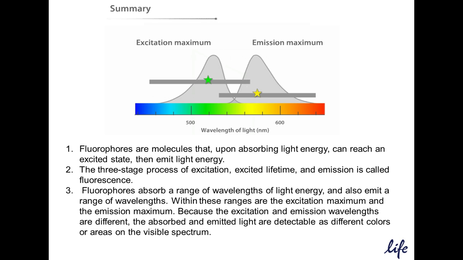To summarize, fluorophores are molecules that, upon absorbing light, can reach an excited state and emit light energy. The three-stage process of excitation, excited lifetime, and emission is called fluorescence. Fluorophores absorb a range of wavelengths of light and also emit a range of wavelengths. Within these ranges, the excitation maximum and emission maximum can be determined, and these are different.